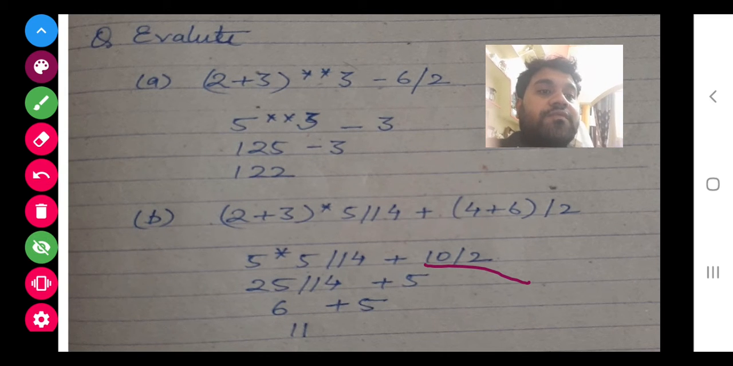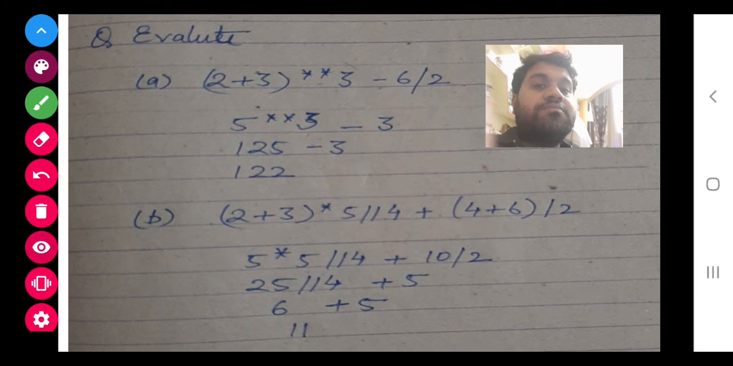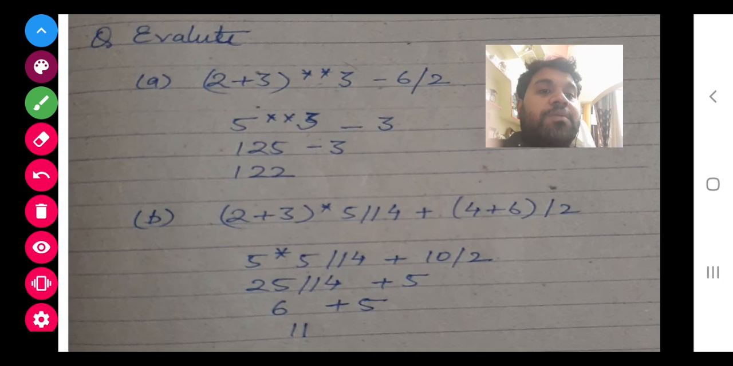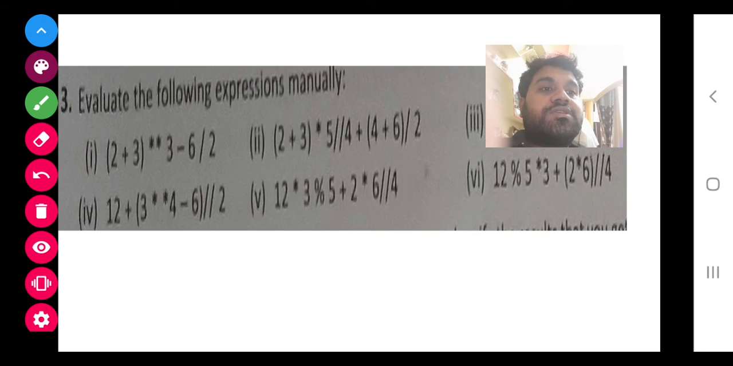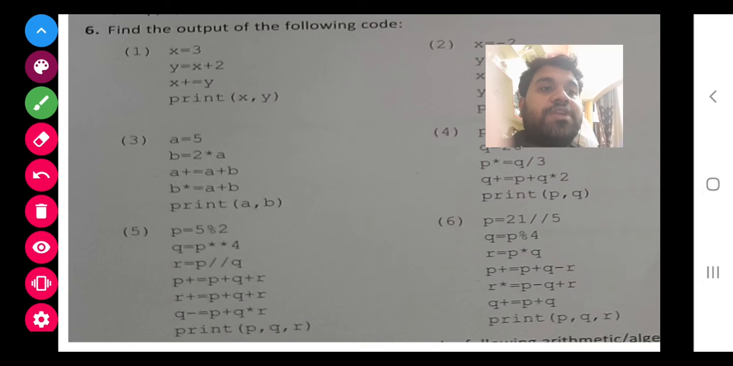Now after that, here 10 divided by 2 will result in 5, and here you can see that 25 double divided by 4 will result in 6, because it will give the integer value. So finally, the answer you are getting is 6 plus 5, that is 11. So class, you type this in the computer also, and then you will find the same result. Now I have given some questions for you. You go with these questions. I will send them to you separately also.